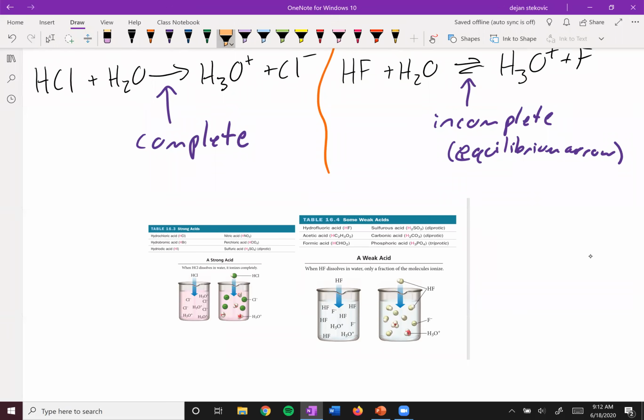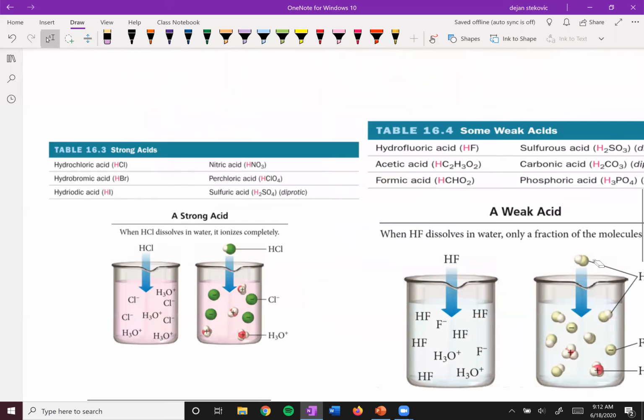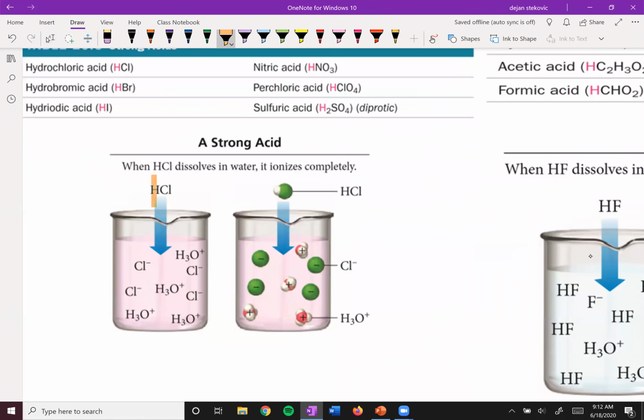So on the left here, we have some strong acids: hydrochloric acid, hydrobromic acid, hydroiodic acid. And so we can see when you dissolve all of these, you're putting in HCl, but there's not a single HCl bond left in here. All of the bonds are broken.